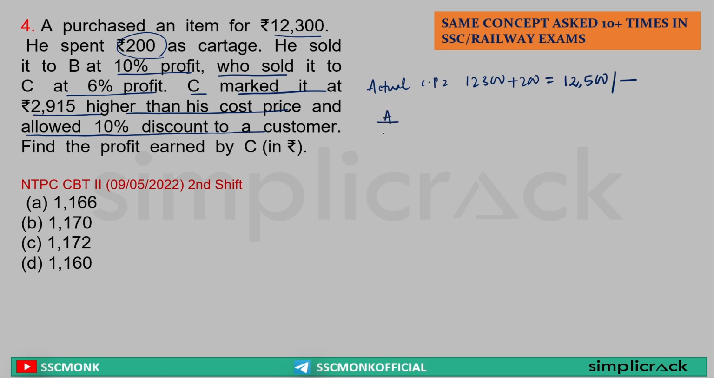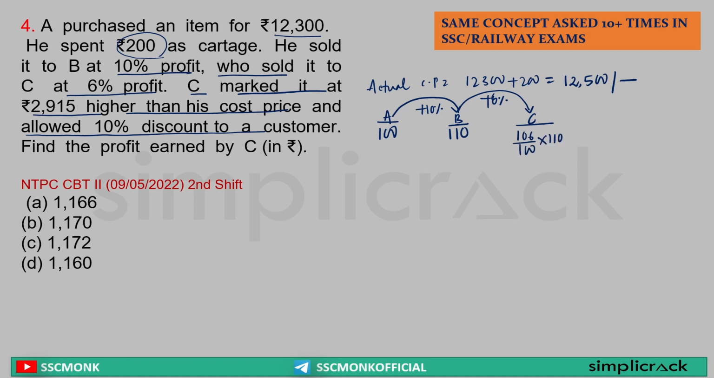Now what is happening, sir? A here, let's say A's cost price was 100. He sold to B at 10% profit. That means B purchased it at how much price? 110. Now B is selling to C at 6% profit. That means C is paying how much? Sir, 106 divided by 100 into 110.